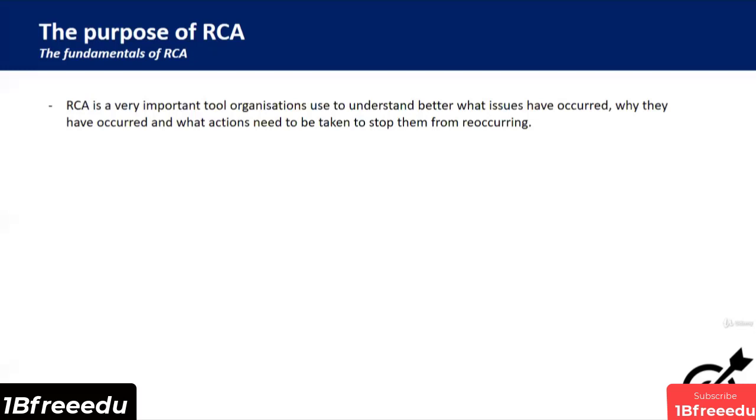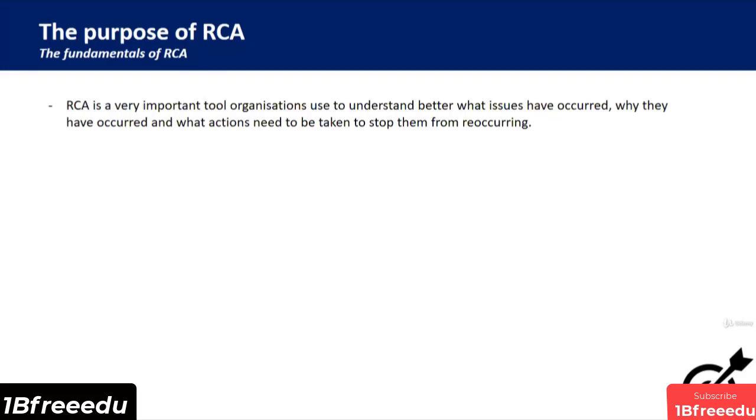So straight away, as we've touched on before, we can see three really good points that come from an RCA. We can understand better what issue has occurred, right? We can understand that first. We can then understand the why behind that. Why has this issue occurred in the first place? And then we can understand what actions need to be taken to stop that from occurring again in the future.